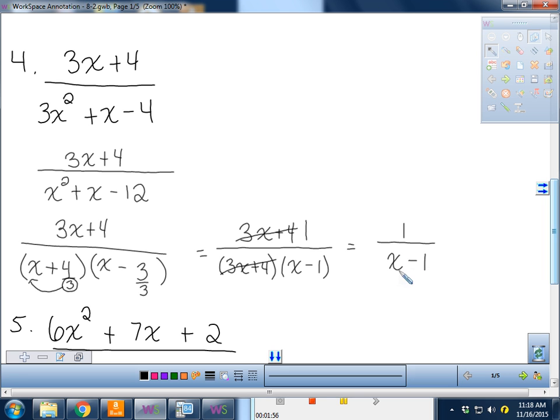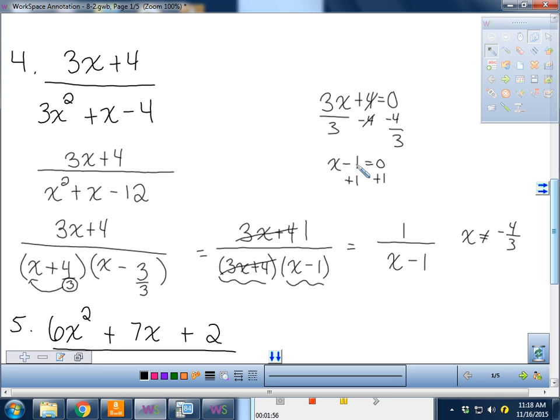Now I have to think, okay, was there anything that x could not be? So that's where these come in. I have to set both of these factors equal to 0. I don't care where you do it at. I'll do it up here since I ran out of room. So that means I would have to subtract the 4 and then divide by 3. So x cannot be negative 4/3. And then I also have to set the x minus 1 equal to 0. I would have to add 1, so x cannot be 1.